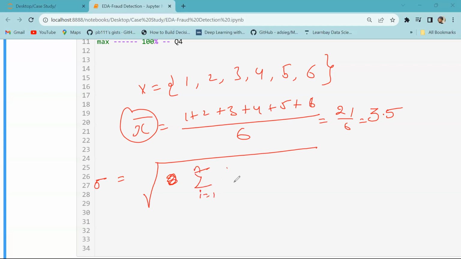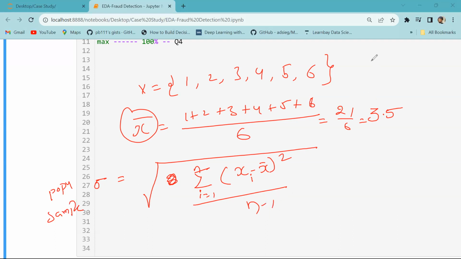1 to n, (xi minus x bar) whole square by n. Is it correct or not? N minus 1 or n? If it is the population data, then it could be n. If you are considering the sample data, then it could be n minus 1.